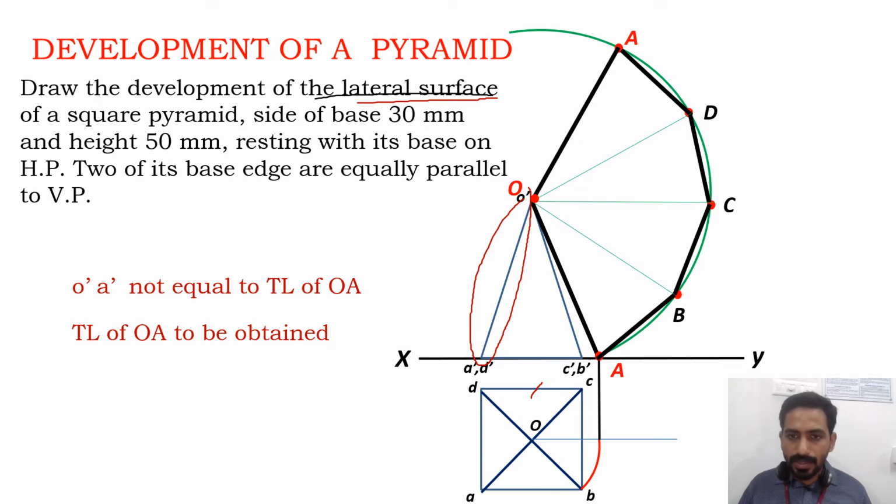So this will be the development of the lateral surface. Okay, you can see that this is having true length. This is also having true length.